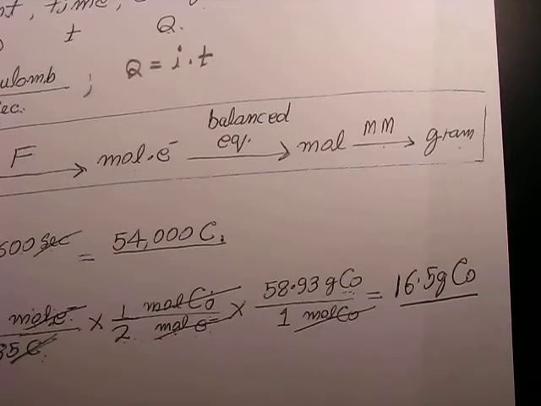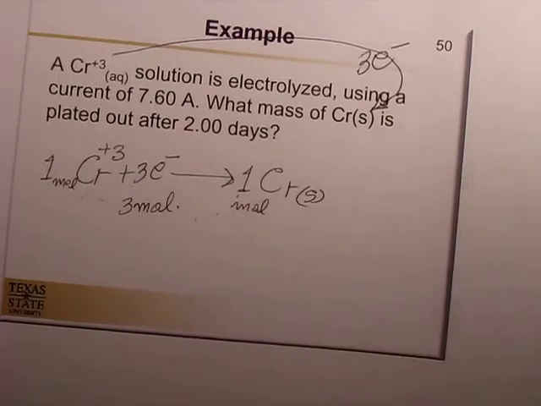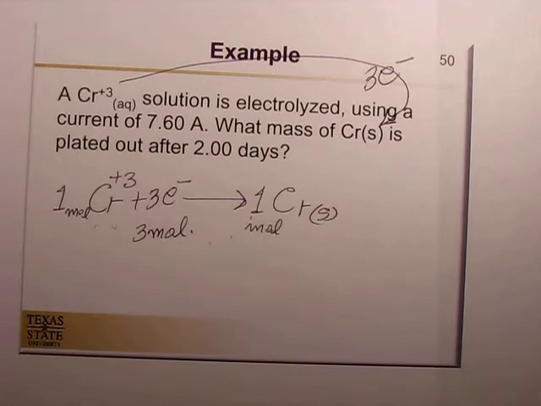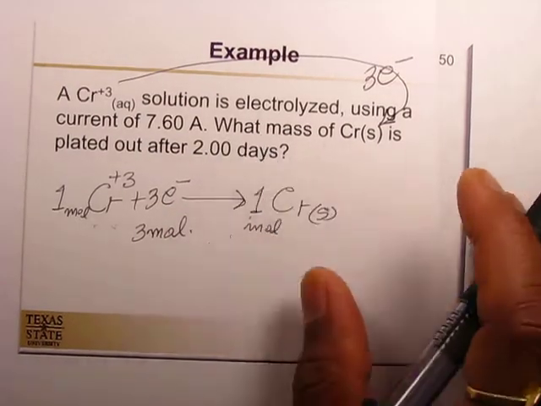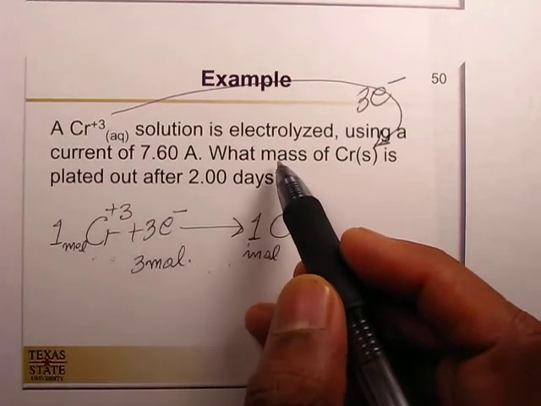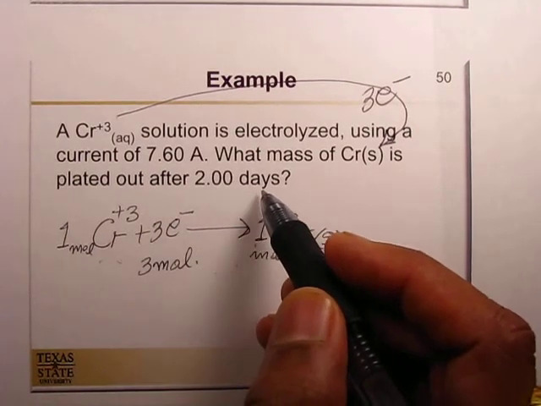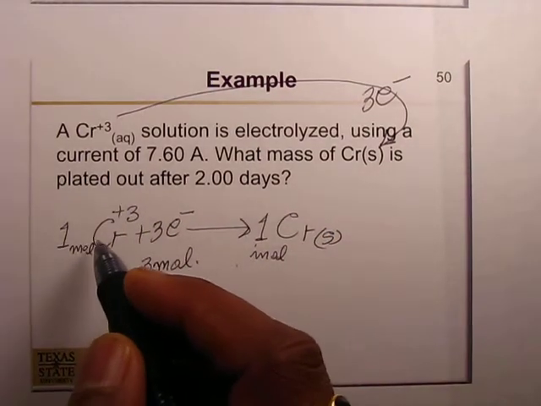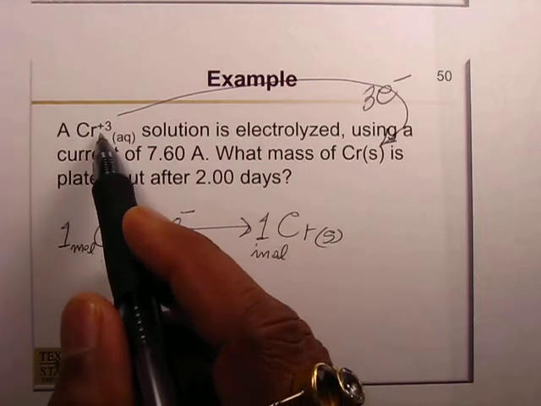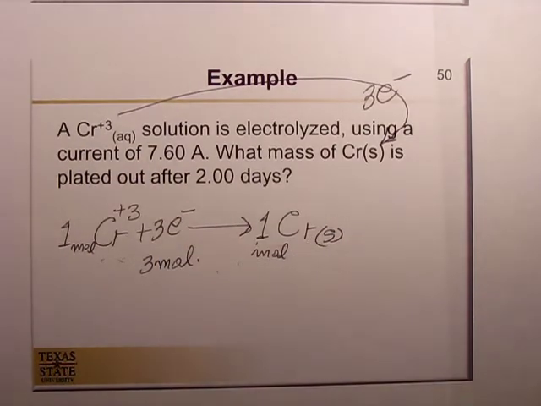Similarly, we have one more question. Here is a chromium 3+ ion solution that is electrolyzed using a current of 7.6 ampere. What mass of chromium solid is plated out after 2 days? So here you can see 1 mole of chromium requires 3 electrons because it has 3+ charges. Then we will get 1 mole of chromium.